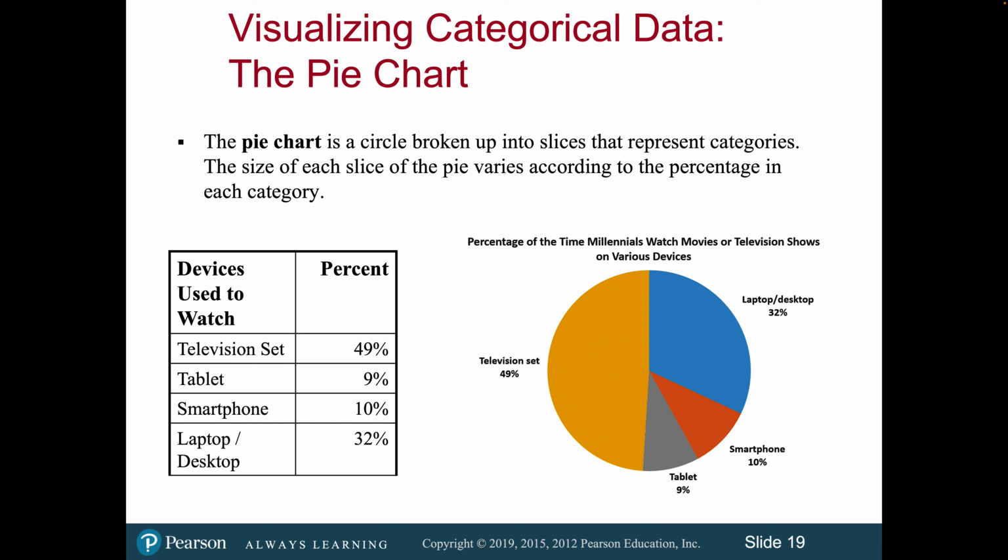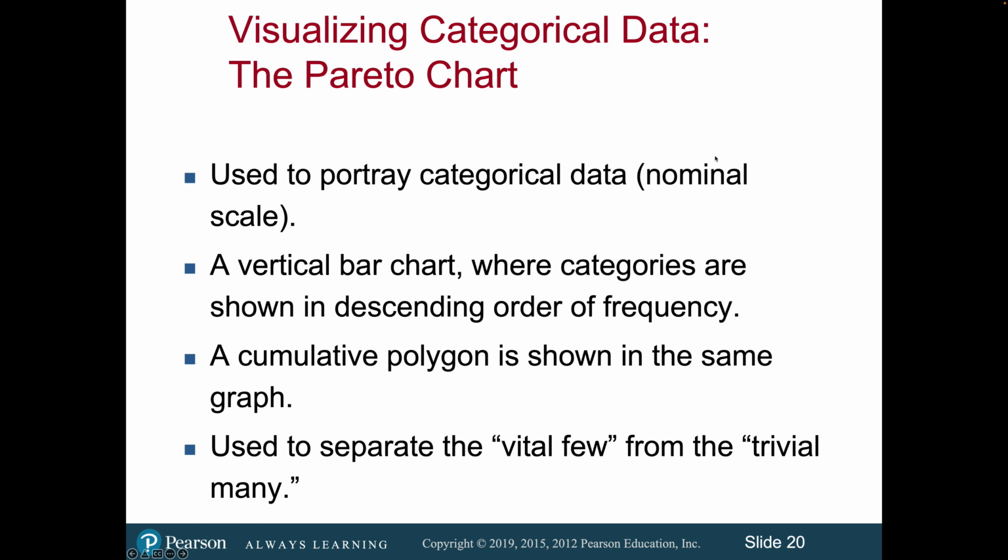And again, we're not back in the Stone Ages. We don't have to create pie charts by hand. We have technology that can create the pie charts for us. But the main thing I want you to know at this point is that a pie chart is for displaying a categorical variable. Now, a Pareto chart, interesting.